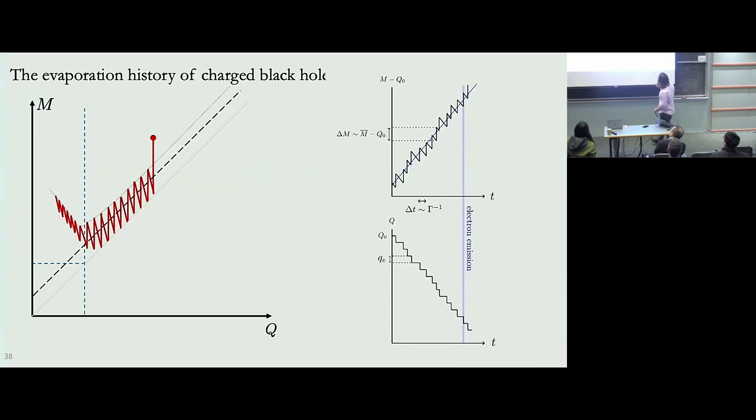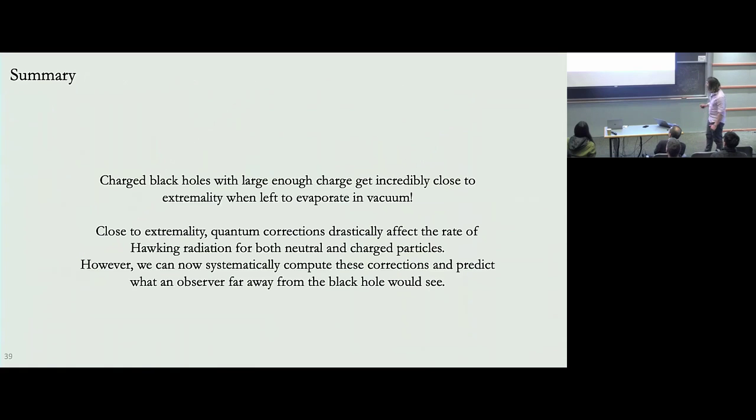And the factor of gamma can be computed now by resumming all our instantons. So to summarize, charged black holes with large enough charge get incredibly close to extremality when left to evaporate in vacuum. Close to extremality, quantum corrections drastically affect the rate of Hawking radiation for both neutral and charged particles. We can now systematically compute these corrections and predict what an observer far away from the black hole would see. So instead of computing prediction functions, we're now actually computing spectra of particles.